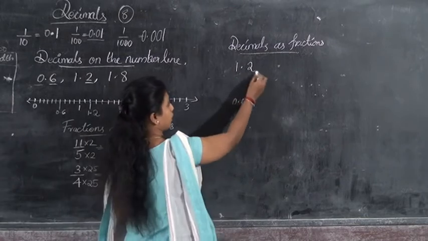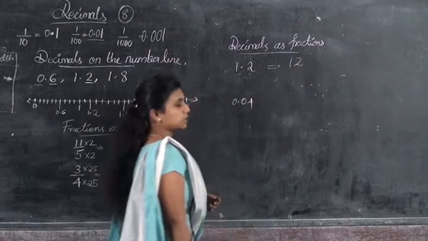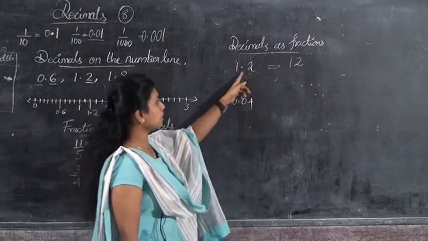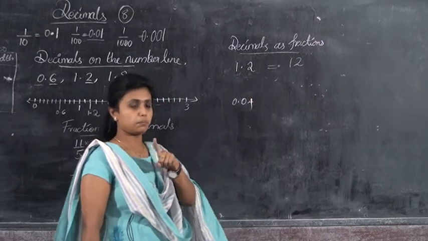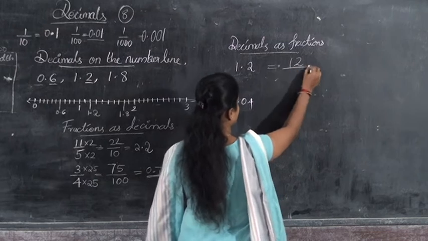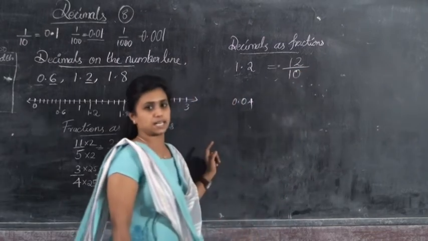First one is 1.2. First write the number without the decimal. Then count the number of places. How many places are there? Only one place. So this means that you want to write the denominator with 1 zero, that is 10.